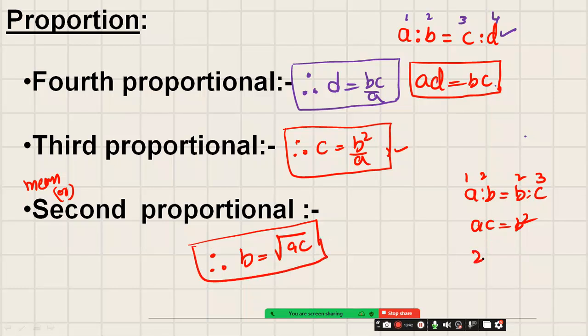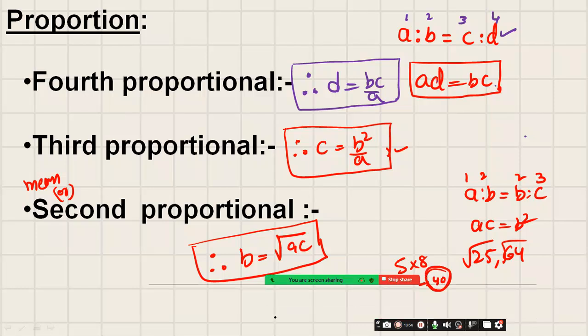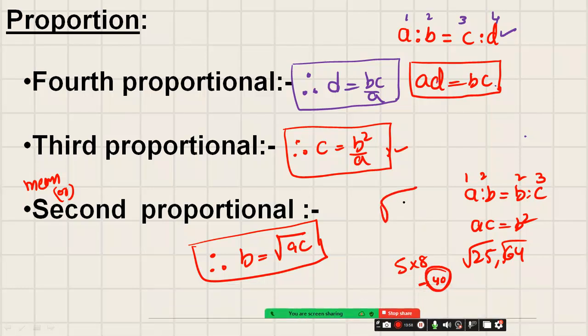For example, 25 and 64. What is the second proportion? Root of 25 is how much? 5. Root of 64 is how much? 8. So 5 8s are 40. Then answer is 40. If we multiply 25 into 64 totally, we will get the same answer, no issue. Okay? Right. So just remember only formulas, guys.